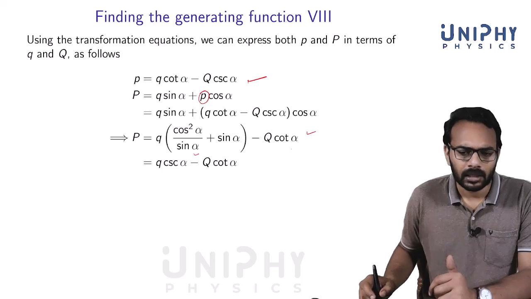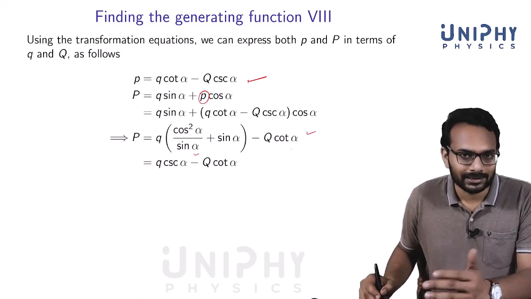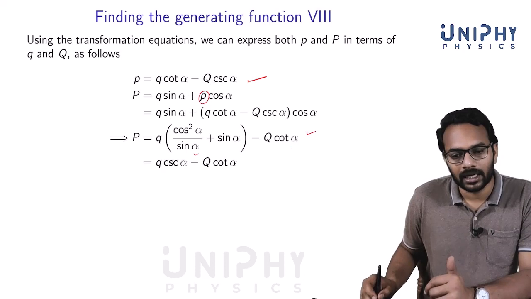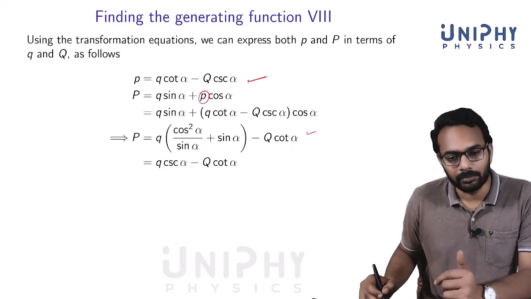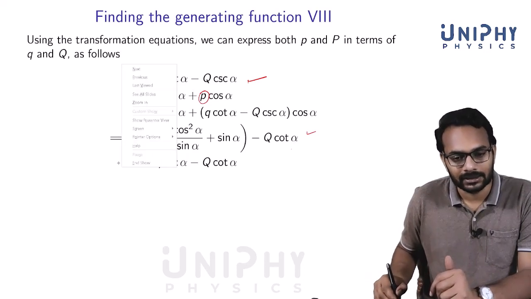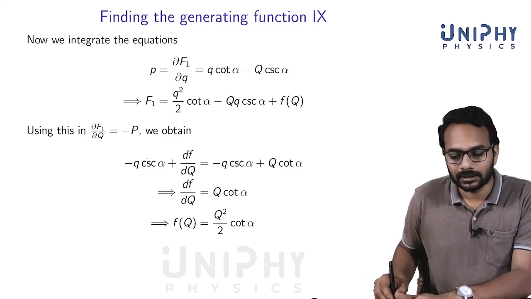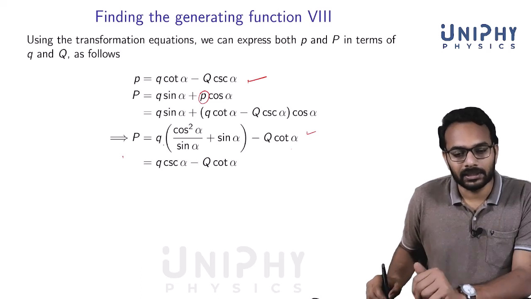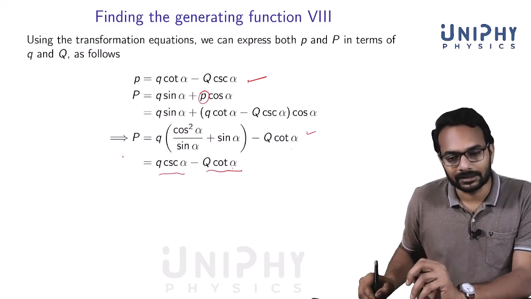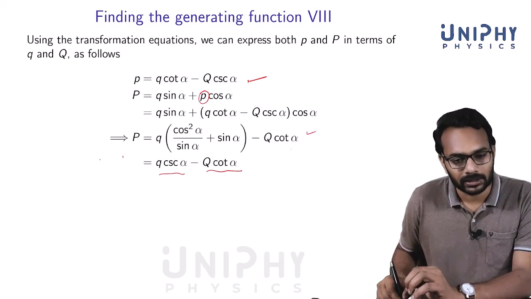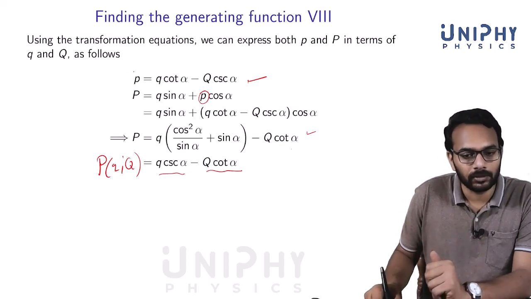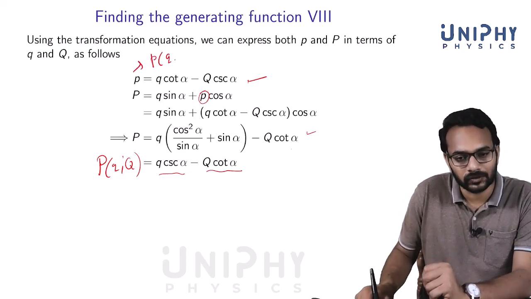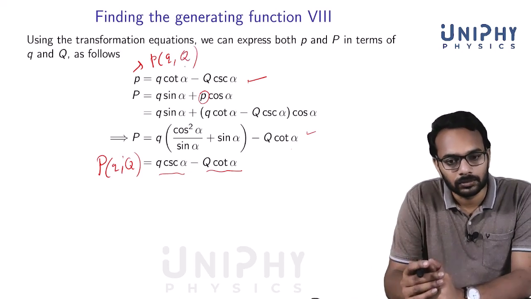Okay. Now if you do this, you see that you can take the LCM and add these things. So cos square alpha plus sine square alpha becomes 1, and 1 by sine alpha becomes cosecant alpha. So our final answer is capital P is equal to q cosecant alpha minus capital Q cot alpha. We have got our capital P as a function of small q and capital Q. That's what we needed, right? And from here we have got our small p as a function of small q and capital Q, right?